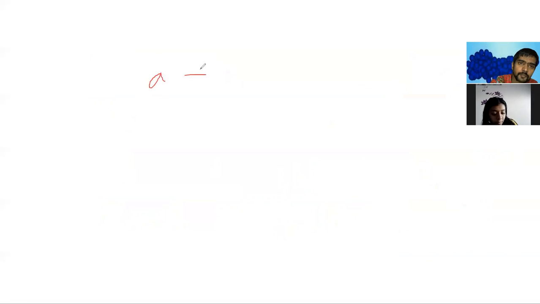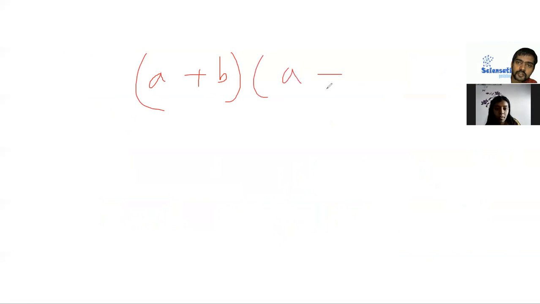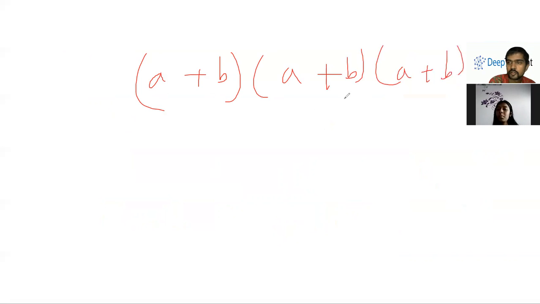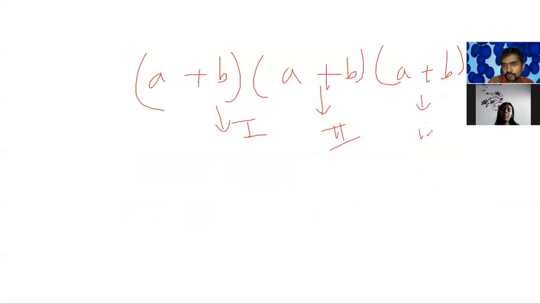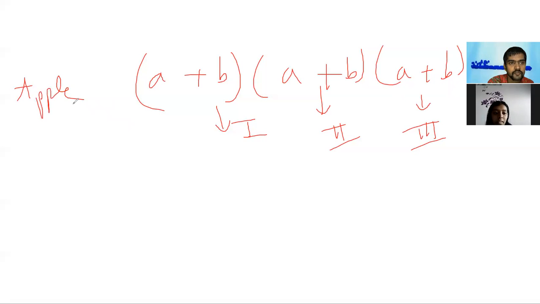If I give you (a plus b) whole cube, what is (a plus b) whole cube? (a plus b) into (a plus b) into (a plus b), right? Now let's say these are 3 baskets. This is basket 1, this is basket 2, and this is basket 3. Each basket has 1 apple and 1 banana.